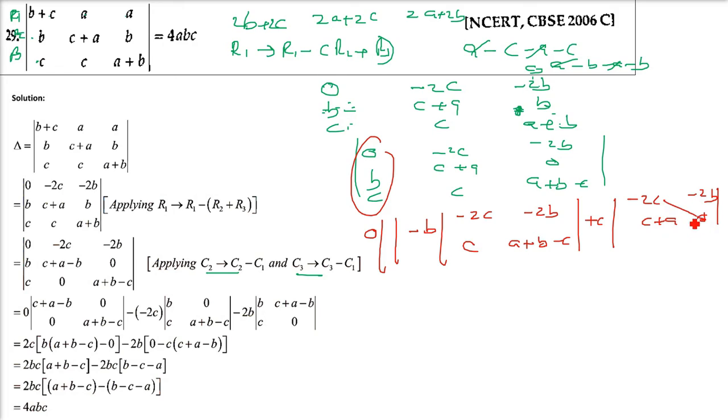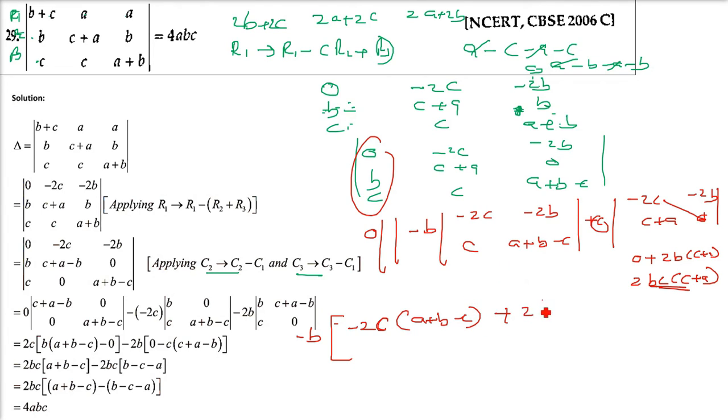So I am doing this one, the right part. So minus 2c into 0, minus 2b into c plus a. C is already there. So you get 2bc, c plus a. So what do you get here? 2bc, c plus a is already there. We'll talk about it later. Minus b, you have minus 2c into a plus b minus c, and then you have plus 2bc.